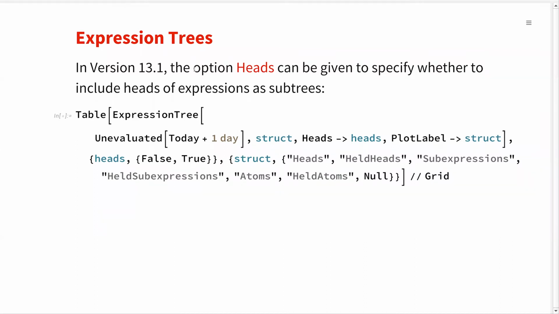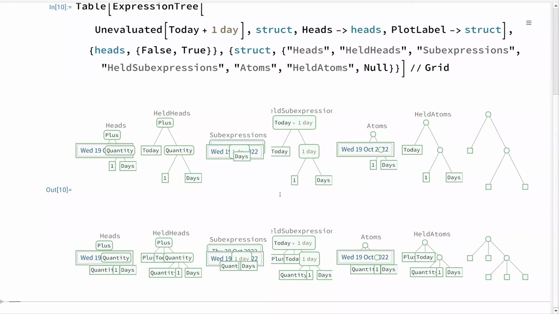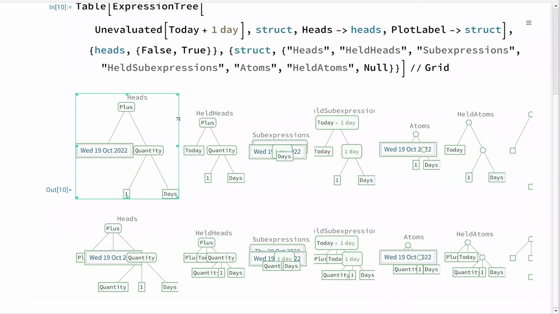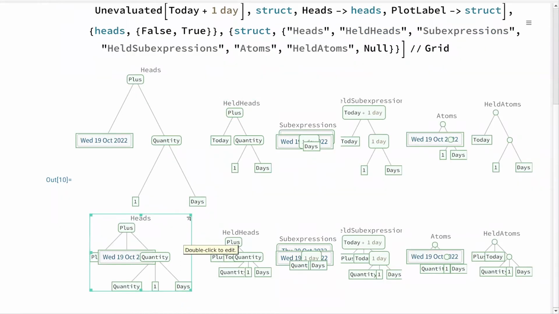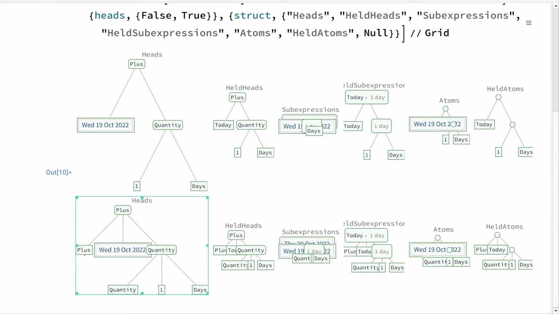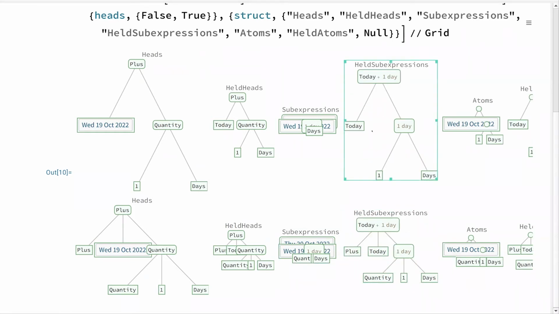Version 13.1 also added the Heads option for converting arbitrary expressions into trees. So now you can control whether you want the head to be included as a subtree by specifying Heads arrow either True or False. So this is these structures here: heads, sub-expressions, and atoms, also the versions that hold the sub-expressions. So if we take a look at these, it doesn't appear great in this, but you can see the heads tree. You have the head of the expression is Plus, then you have Today plus 1 days. In the held version, the symbol Today is held, and you can see in the second row here, this is with Heads going to True, and you can see there's a leaf node for the Plus. And this is similar for all of these. So here you can see the head Plus is included. In the top row, it's not.